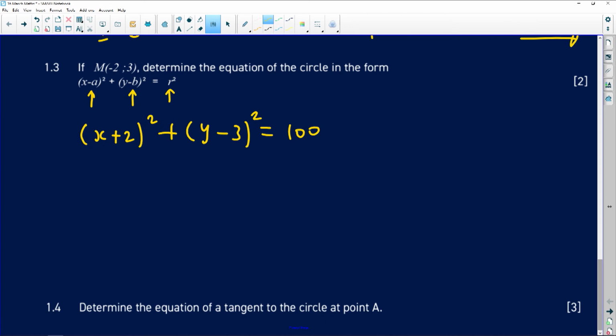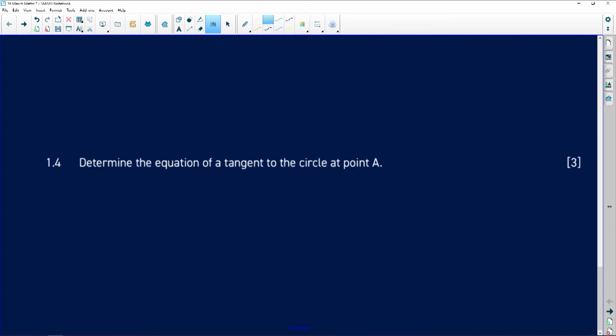Right. Now, the last question here says we need to determine the equation of the tangent to the circle at point A. Now, this is a very powerful question. If you allow me to attempt to reconstruct this circle, it's going to be something that looks like that, and we know there's a point A that lies somewhere that side. And now we're talking to you about a tangent.